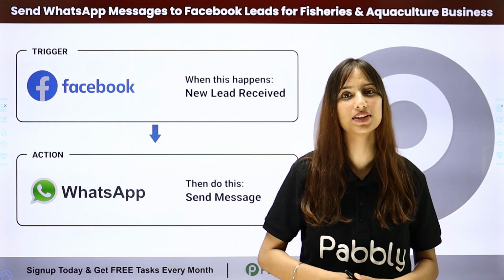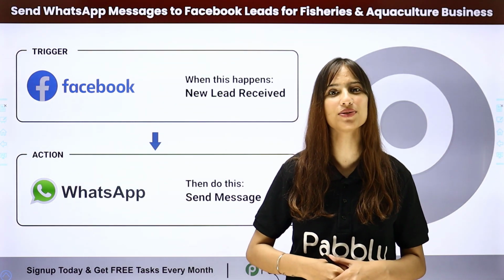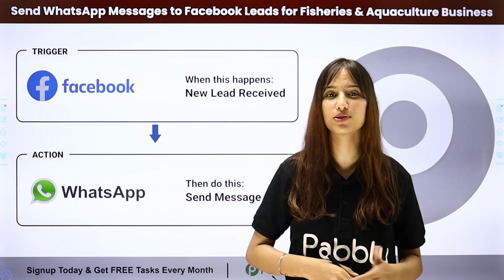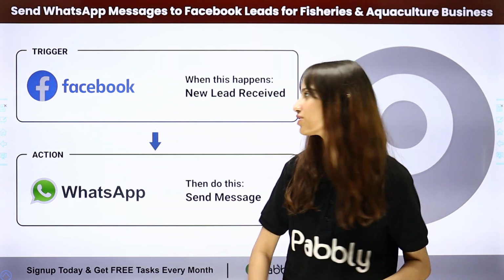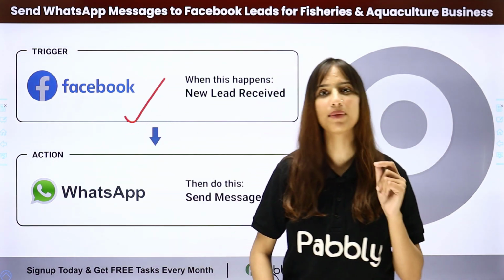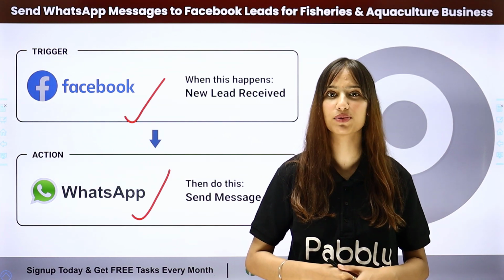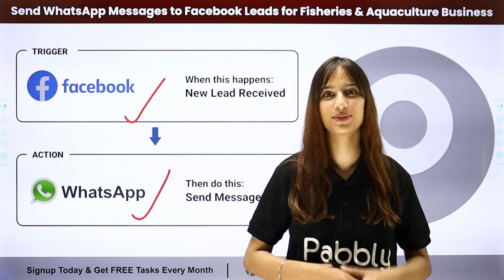So now in order to do this, I need to build a connection between these two applications, for which I'm going to use this amazing automation software, that is Pabbly Connect. So Pabbly Connect follows the concept of trigger and action. So here to do this, my trigger application will be Facebook lead ads and my action application will be WhatsApp. So here to send the WhatsApp message, I'm using WhatsApp Cloud API. If you want to learn more about this, follow me through the screen.